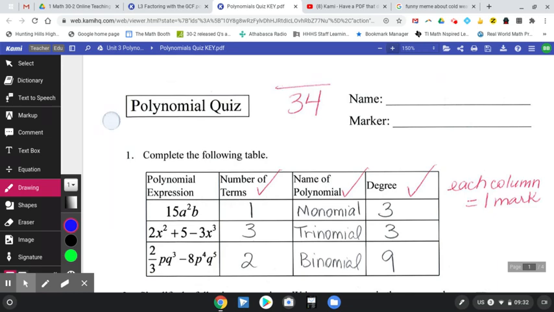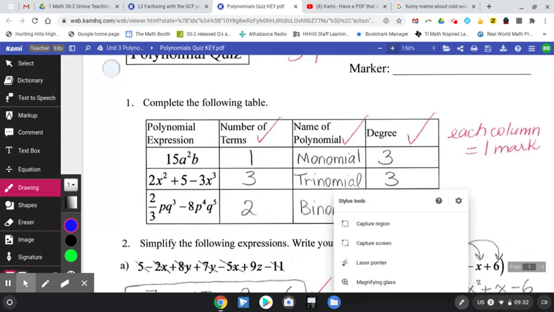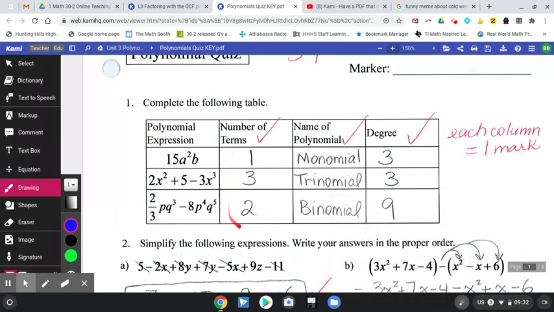All right, so number 1, working on our terminology. The way we're marking this one is if you have everything in this column correct, give yourself 1 mark. If you have everything in this column correct, give yourself 1 mark. And the same thing for this column. So for each column, you get 1 mark or 0 marks. No partial marks there.